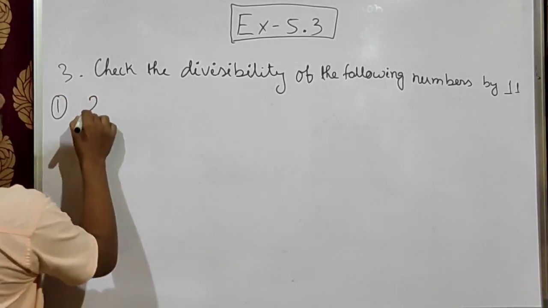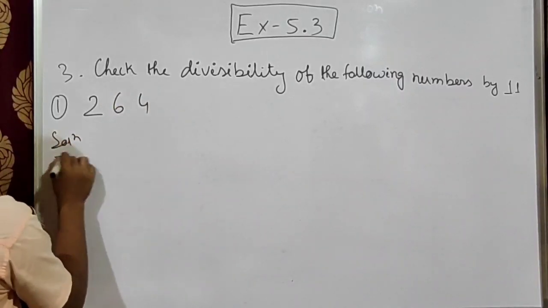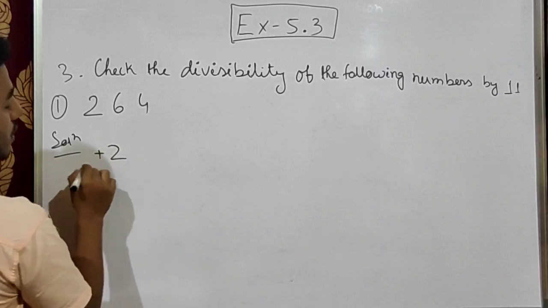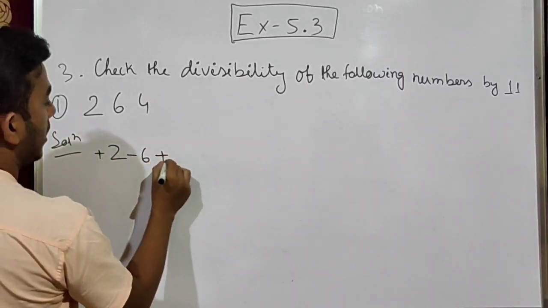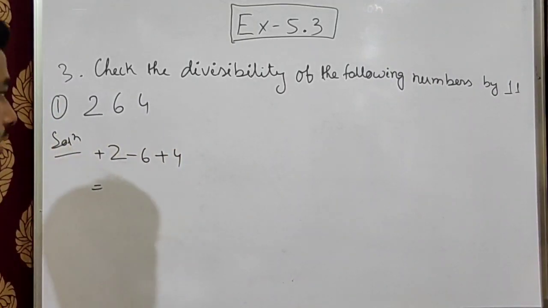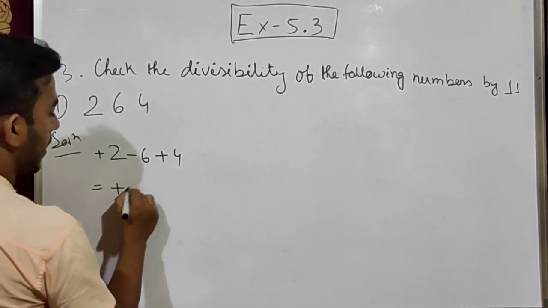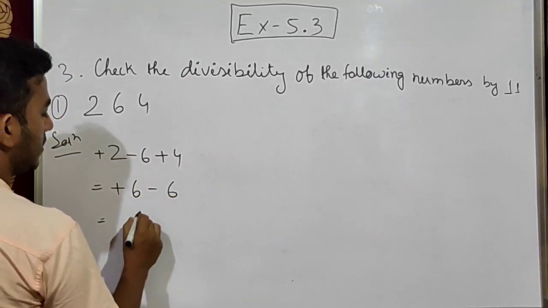Number 1, 264. So that solution. First is add, right? Add, subtract, add. So 2 plus 4 is how much? 2 plus 4, it is 6. Plus 6 minus 6. Now plus minus is minus. So 6 minus 6 is 0.